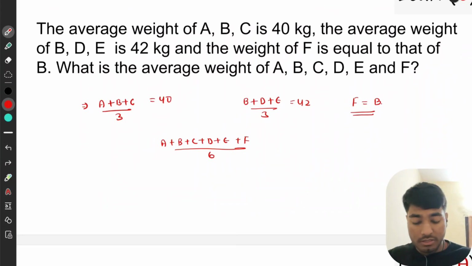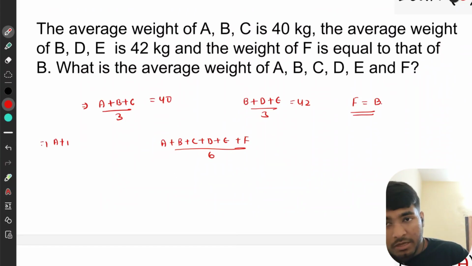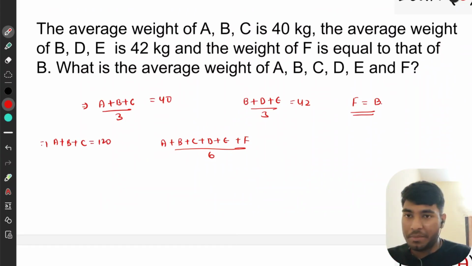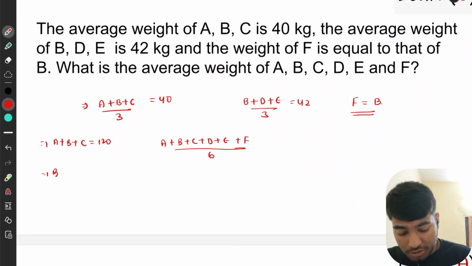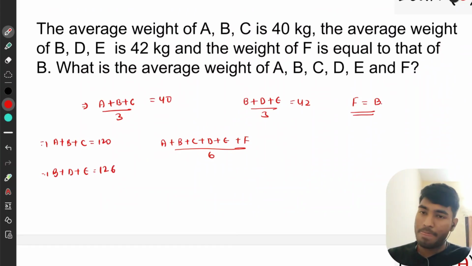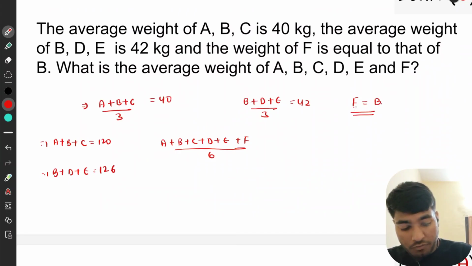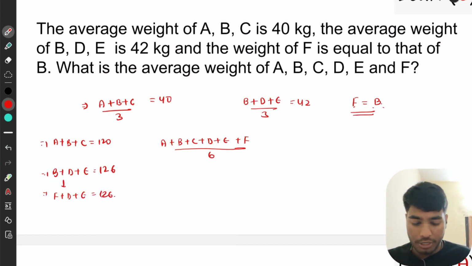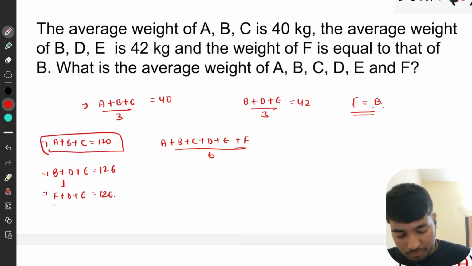How will I calculate this? From here, can I say that A plus B plus C is equal to 120? Multiplying it over there, can I also say that B plus D plus E is equal to 3 into 42, which is equal to 126? Got it? Any doubt here? Now it is said that the weight of F is equal to the weight of B. So I can change it and write that B is equal to F, therefore F plus D plus E is equal to 126.